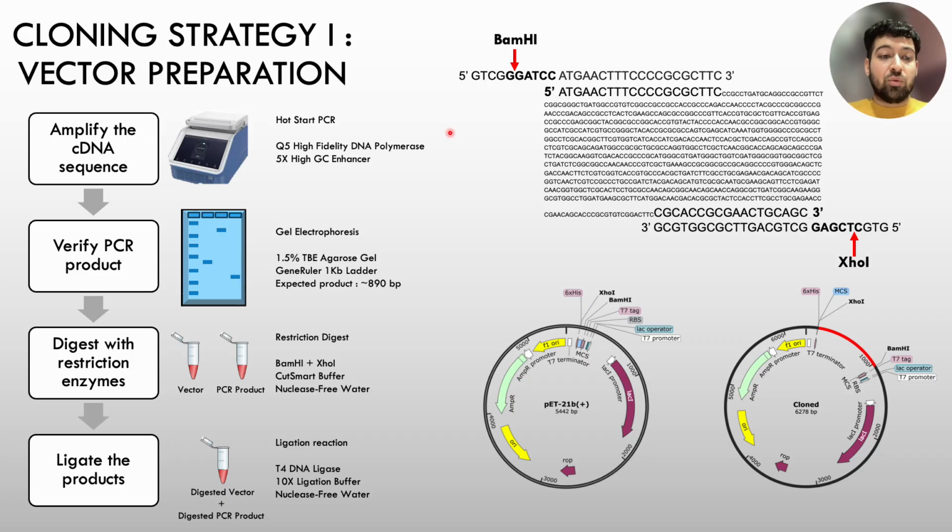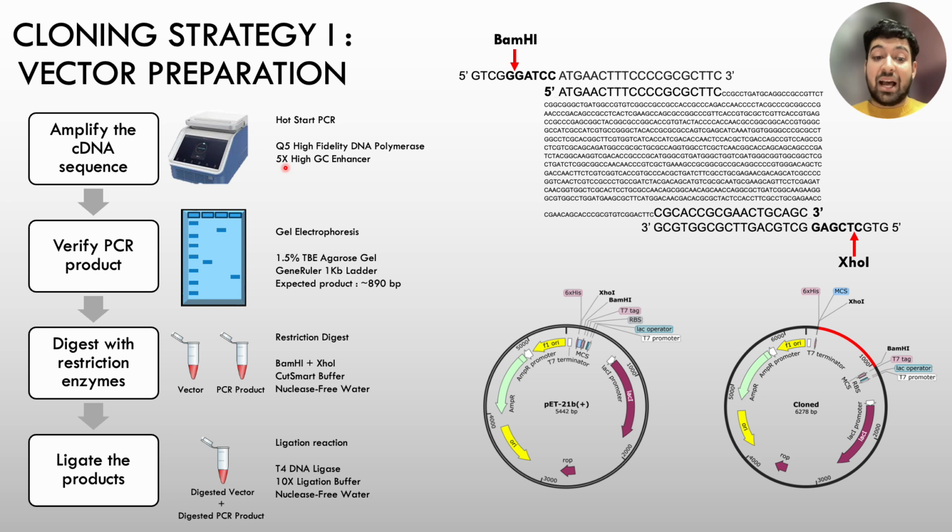So the cloning strategy that we will be using is as follows. This is the first step, vector preparation. We will take our cDNA and amplify it using PCR. We will be adding the restriction enzyme sites to the DNA using the primers that we have. The restriction enzyme sites are two different sites, BamHI and XhoI, which have non-compatible sticky ends that ensure the insertion into the plasmid is directional, in the direction that we want it to be.